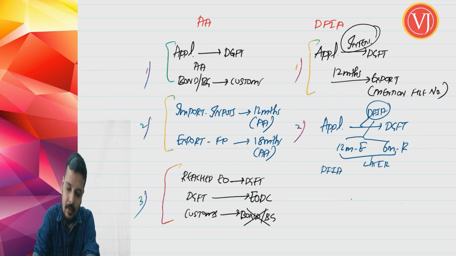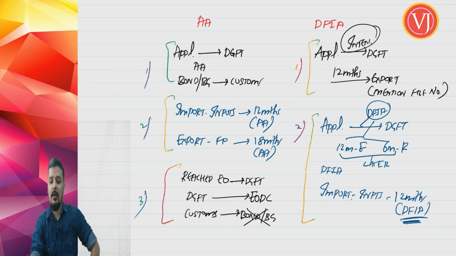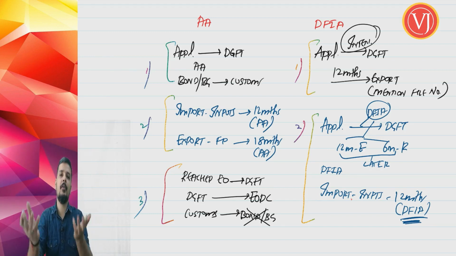And after you get your duty free import authorization, you have to import the inputs within 12 months from the date of issuance of duty free import authorization. So that, friends, you have to understand. Obviously your realization, then you further export should also be getting you only foreign currency. This is the process. Here you find that there is no bond or bank guarantee. You will not find any bond or bank guarantee in duty free import authorization.